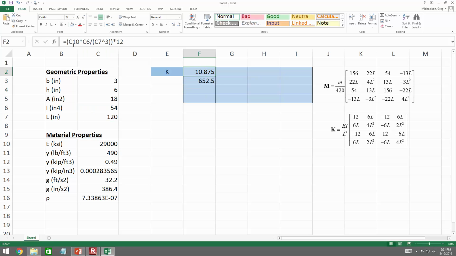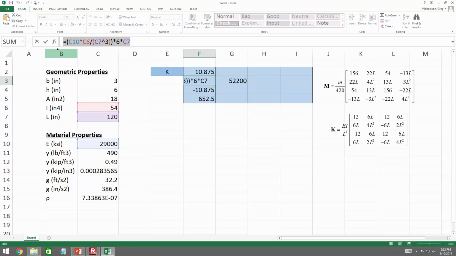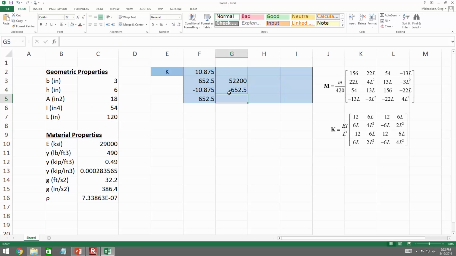6L. Then we got minus 12. Right? Okay, and then we got 6L again. Right? And then that one is 4L squared. Put 4, and then that's L squared, and then minus 6L. I've got to say, with the way that we set the lights in here, it's kind of tough for me to see it because down here it's pretty dark. All right, and then that's 2L squared.